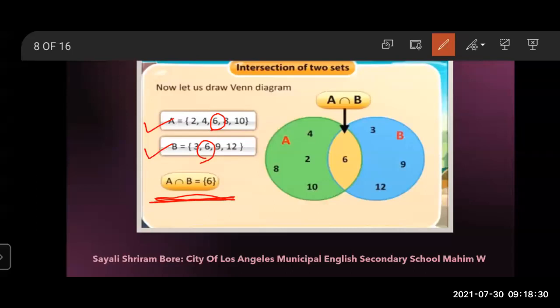So, if you want to draw the Venn diagram, how will you draw it? First, draw set A. Okay, this is set A. The elements are 2, 4, 6, 8, 10. And you know that 6 is common. You have to show that common element at the center of the two sets. Here you can show set B, and the common part, the intersection, you can shade slightly and show the elements present in set A as well as in set B. That is the intersection part of the two given sets.